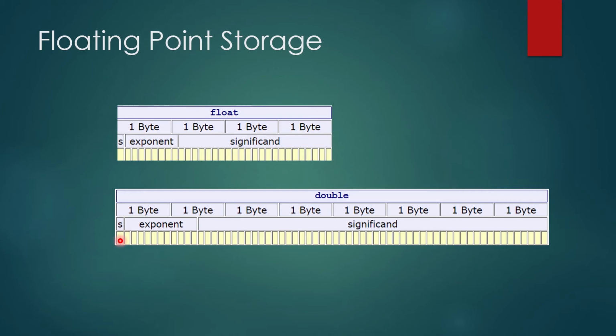Here we've got a sign, slightly bigger exponent, and then a lot more bits for the significand. So the difference between a float and a double is that you can represent a bigger exponent, but then much more precision in the fraction.